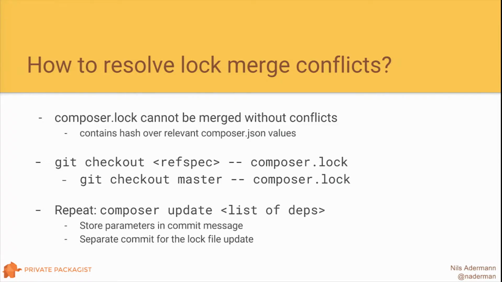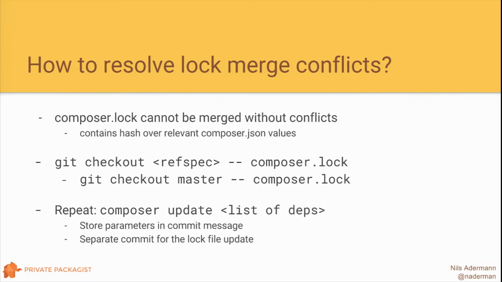Now, once you've done that, I'm sure that all of you have run into merge conflicts with the lock file, right? Which is what people are annoyed about. But this happens for very good reasons. Like you can't merge a lock file without conflicts, and part of that is because it contains a hash over the content of the composer.json relevant to generating it.